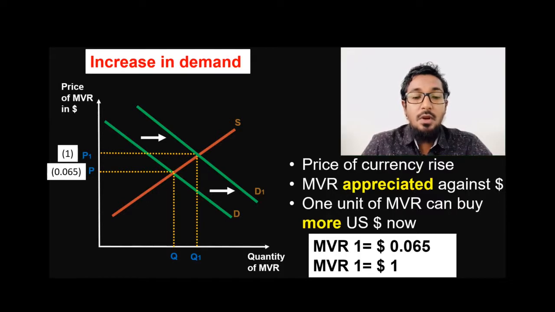So what has happened to MVR? The MVR has appreciated against the dollar. The opposite will happen to the US dollar in this situation. The US dollar has depreciated against MVR because initially they had to spend $0.065 in order to get 1 MVR, but now with the change they have to spend more dollars, that is $1, to get 1 MVR. So we say the dollar has depreciated against MVR, but MVR has appreciated against the dollar.